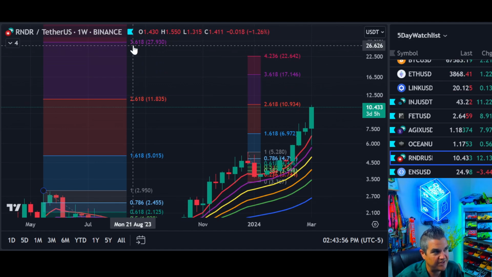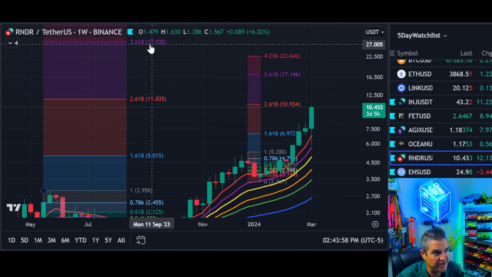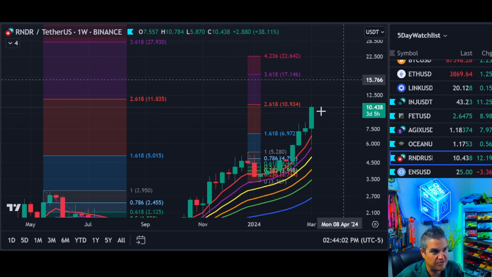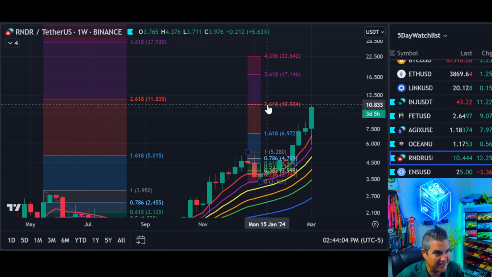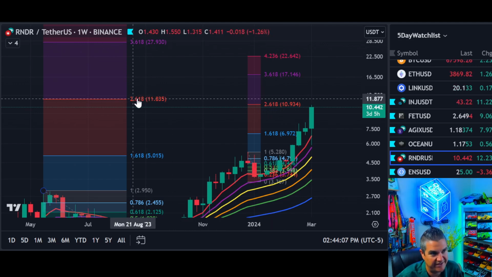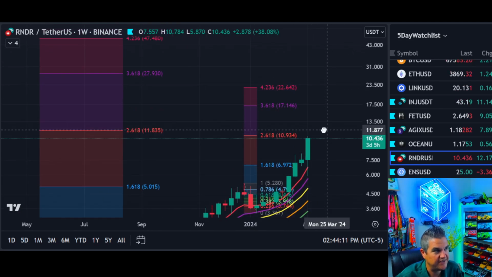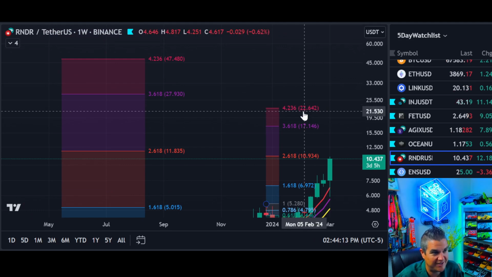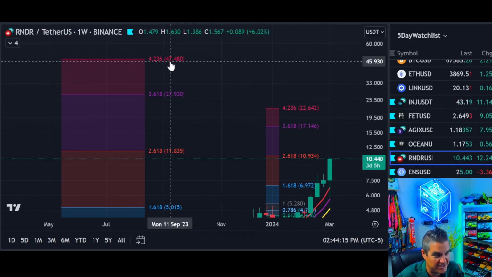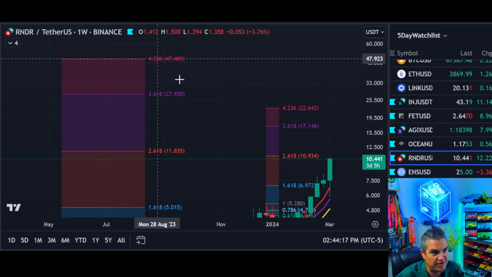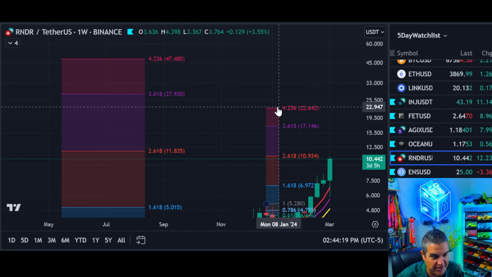And then when you look left, you have a 3618 over there around $28. You can use these back and forth and jump. So as of right now, the $11 to $12 area is our next area of interest for RNDR to the upside. Now you can see $22 is a lot different than $47. So this is why using different fibs can be beneficial to you.